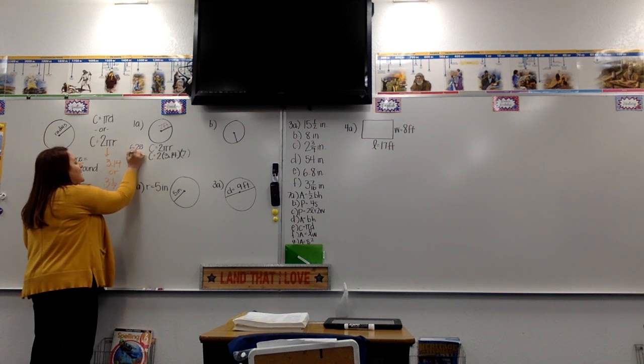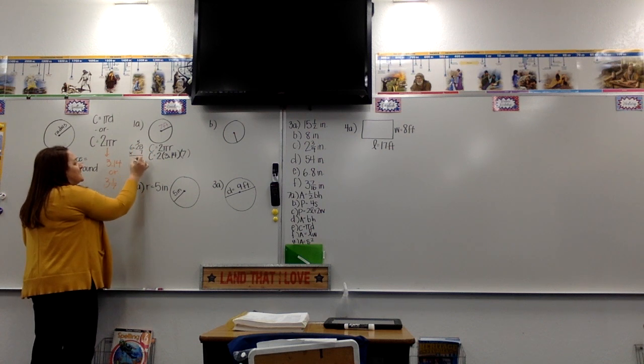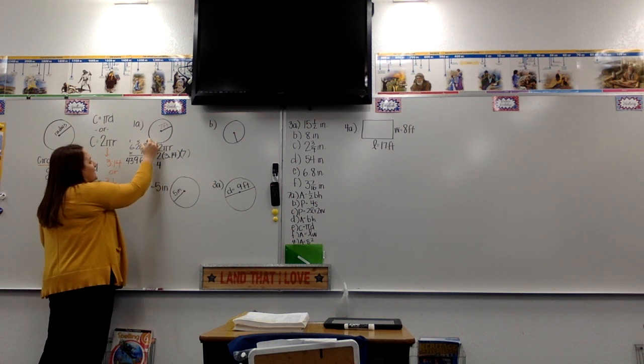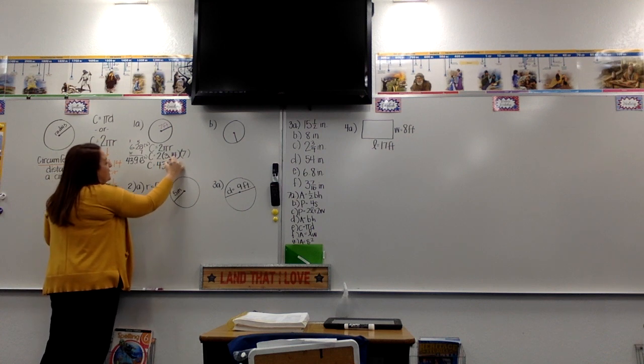6.28 times 7. 8 times 7 is 56. 7 times 2 is 14 plus 5 is 19. Carry my 1. 7 times 6 is 42 plus 1 is 43. So I get circumference equals 43.96, oops, forgot my decimal point here.